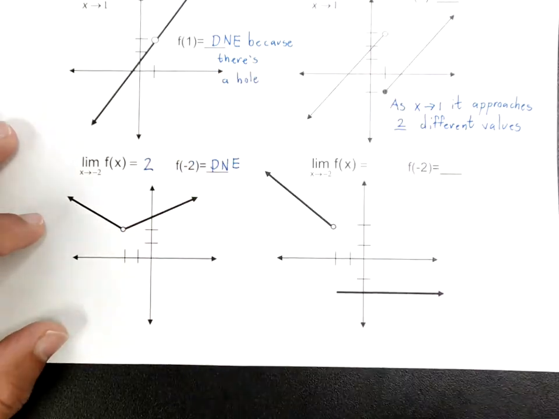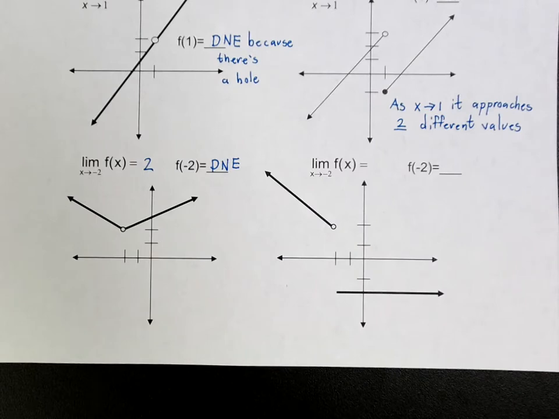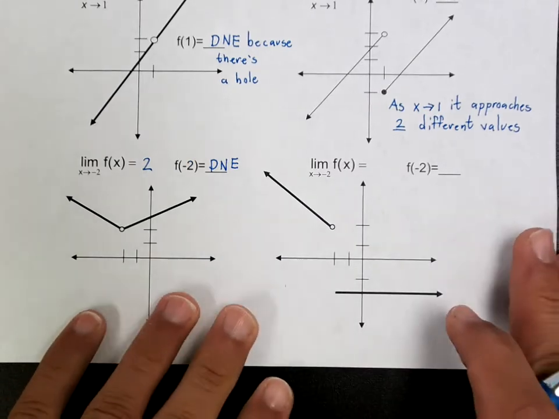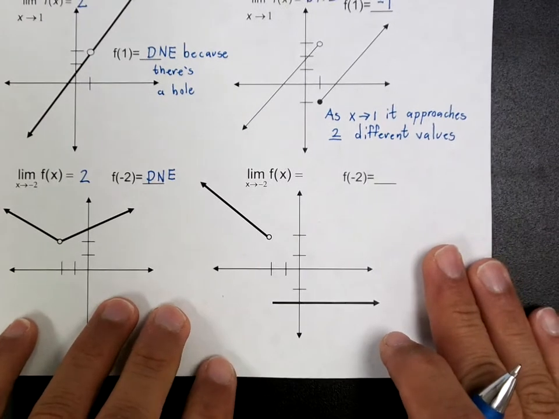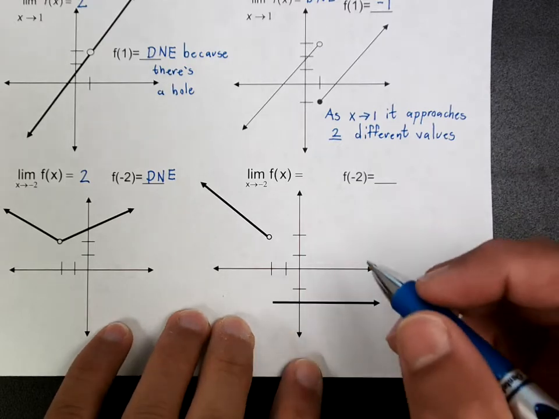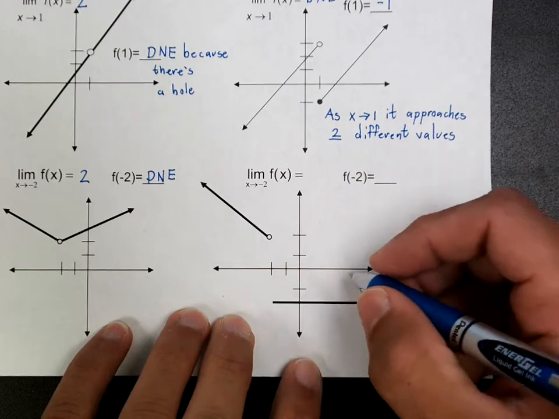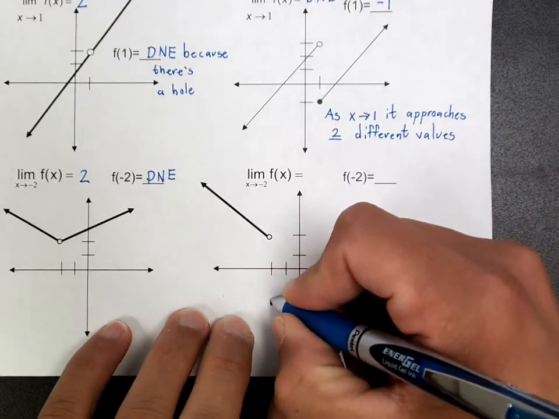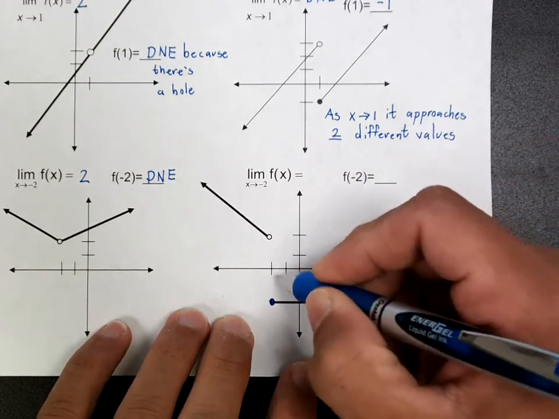So again, this is another one of the weird ones. I have a hole, but yet I have a limit, and that can happen. On this last example on this page, f of negative 2. What is the y value at x equal to negative 2? Well, on this one, even though it doesn't have a dot, maybe it should, that right there would be negative 2.